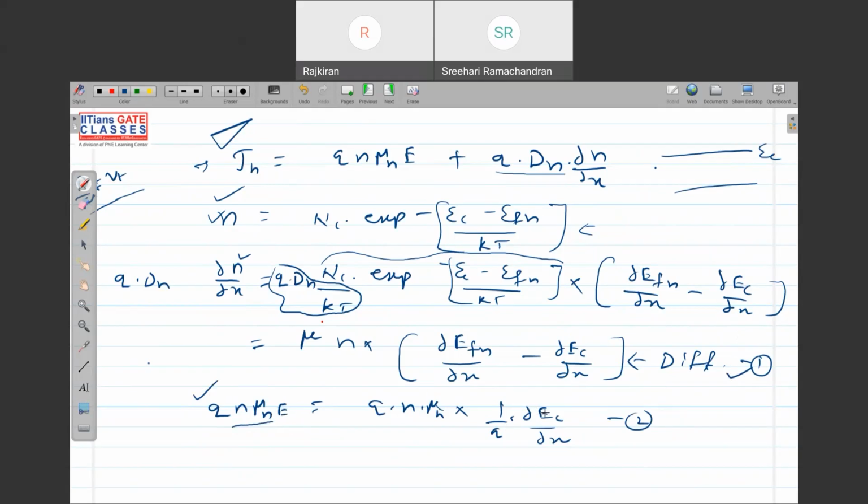And this is nothing but my drift equation, where the electric field is one by q times the derivative of Ec. We know Ec represents the potential energy. Potential energy divided by q is my potential, and the derivative of the potential is the electric field. So this total gives my electric field.